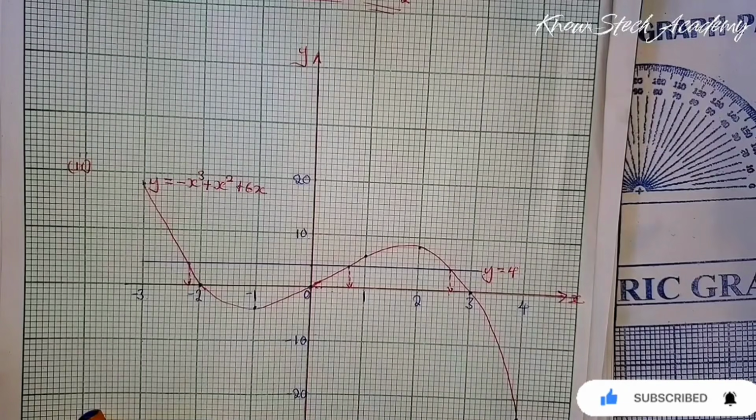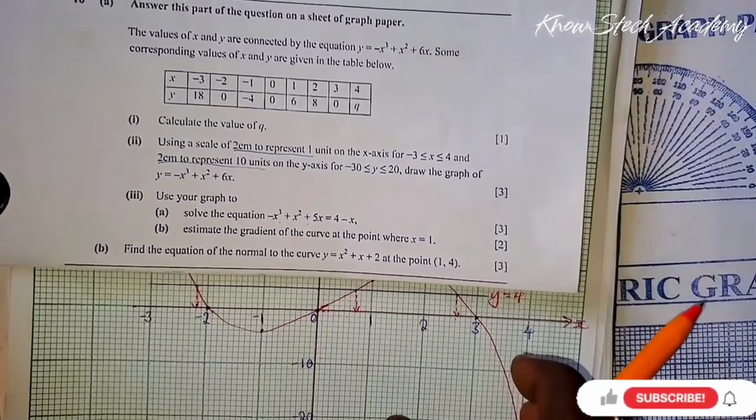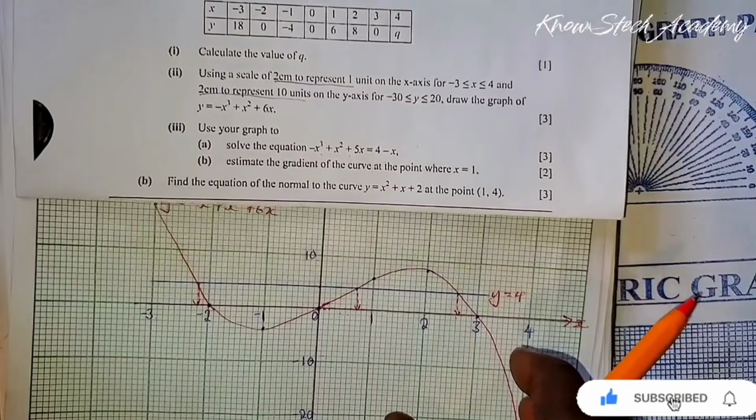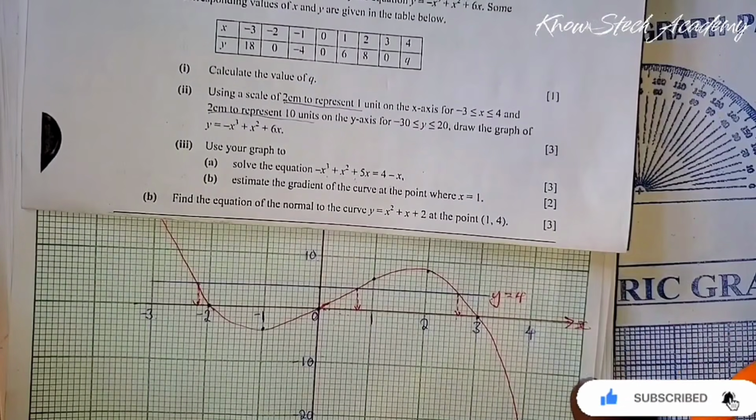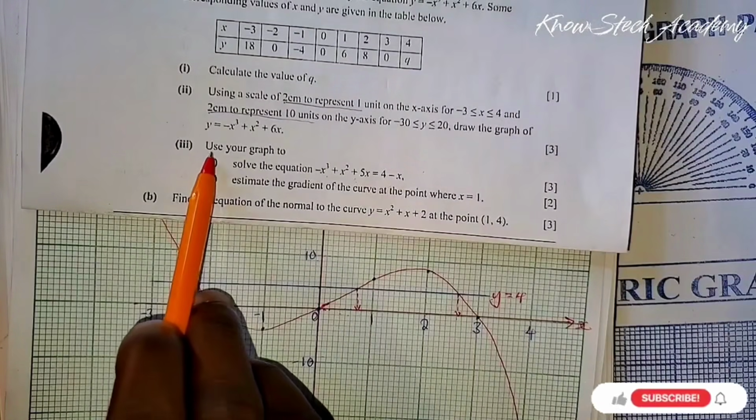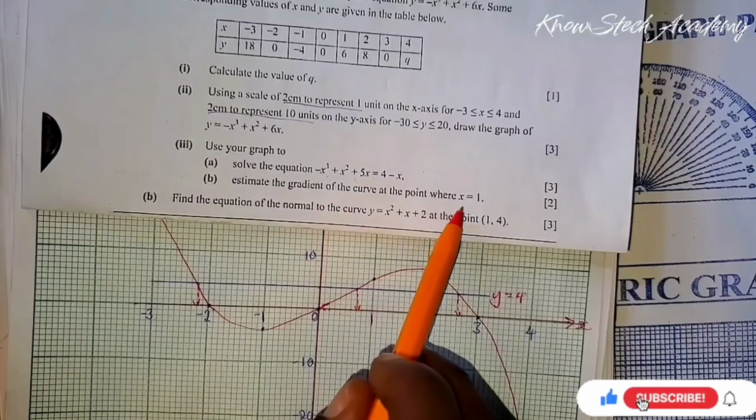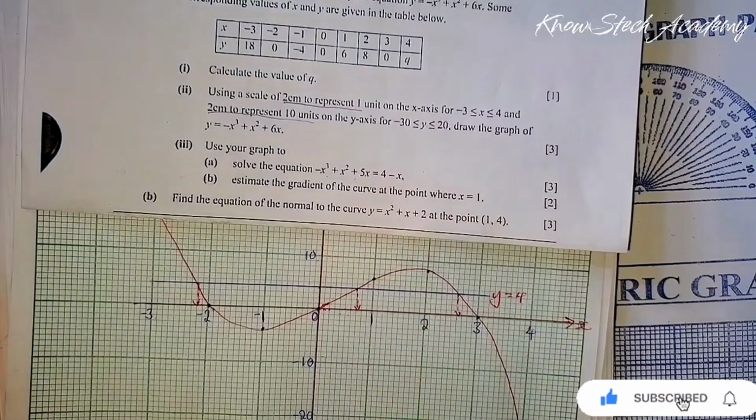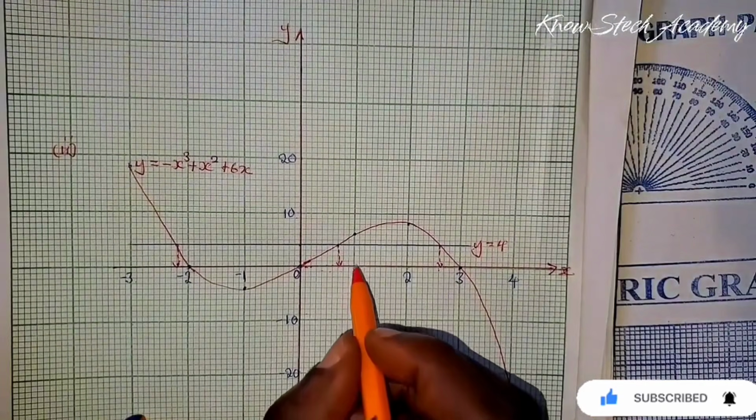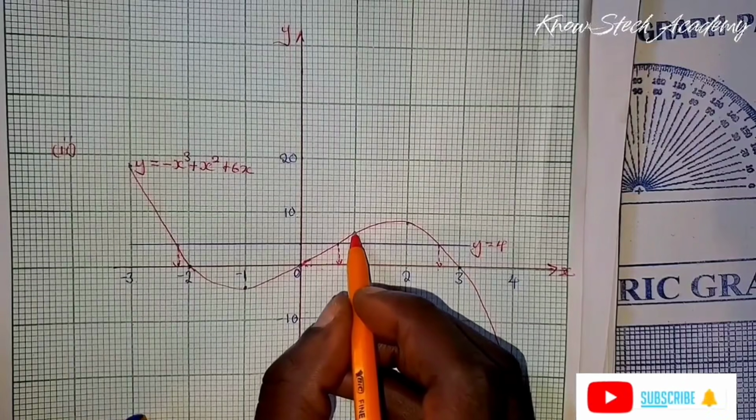Let's go to the next question, which is the last question under cubic function before we answer the calculus question. Look at this. We are told to use the graph again to estimate the gradient of the curve at the point where x equals 1. Just estimating the gradient where x equals 1. This is where x equals 1. The curve is at this point.